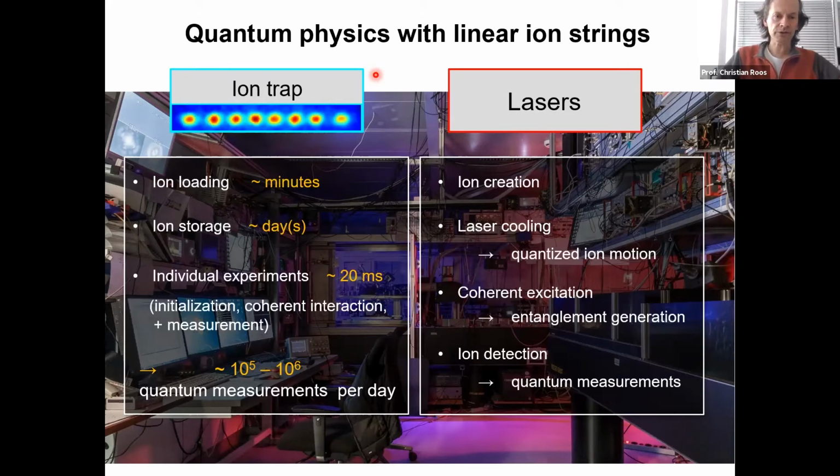The comparison of these timescales shows that with such a system, we are able to carry out something between maybe 10^5 to 10^6 quantum measurements per day, which is a lot compared to some other systems, which is not so much compared to systems like superconducting qubits, but it means that we have as a resource a fairly large number of copies of a quantum state that we can produce within a given time, and that we can then try to make use of in the best possible way.